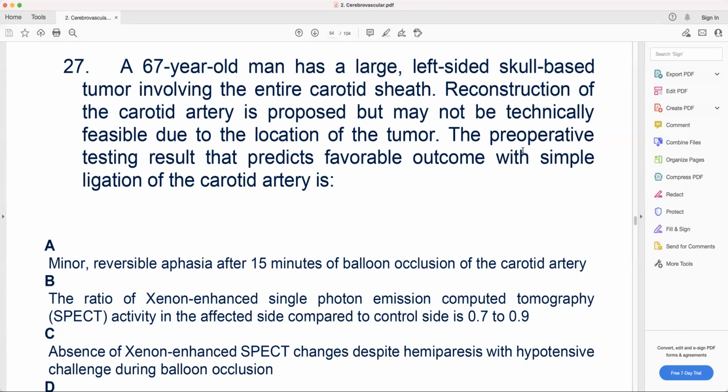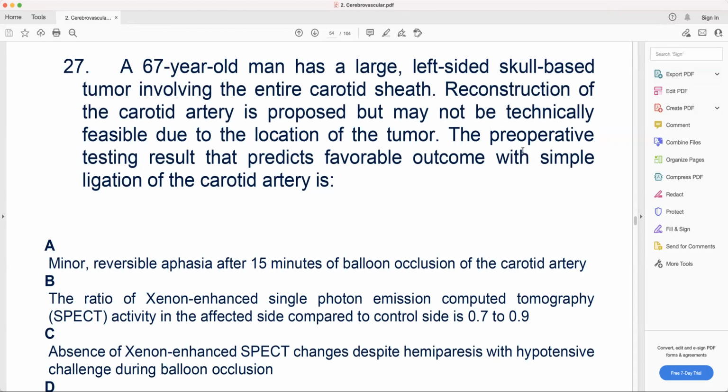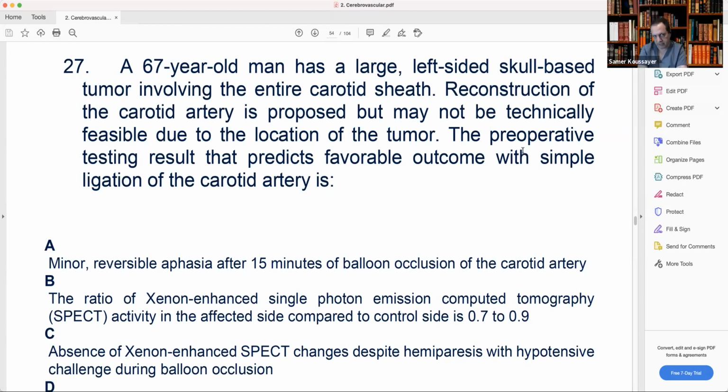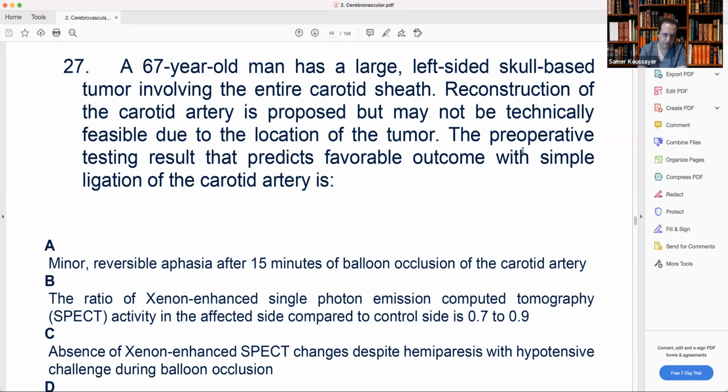So before you go there, they are talking about you decide to ligate the carotid artery. Yes, this is the plan, because there's a tumor involving the internal carotid artery and in the surgery, 90% you're going to ligate the internal carotid artery. So before you ligate, what tests do we usually do? Balloon occlusion test, yes. So this is a whole question about balloon occlusion test.